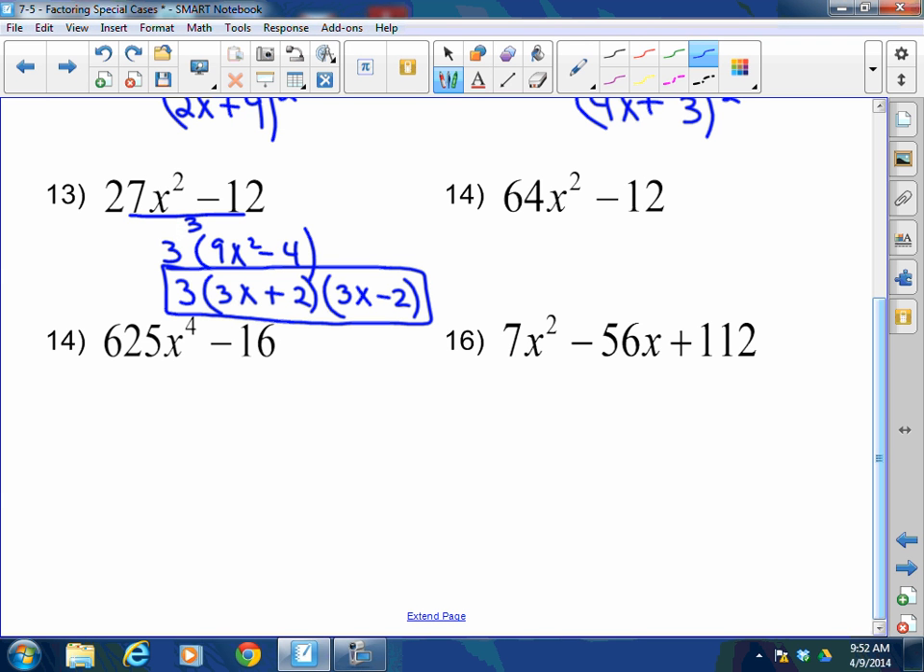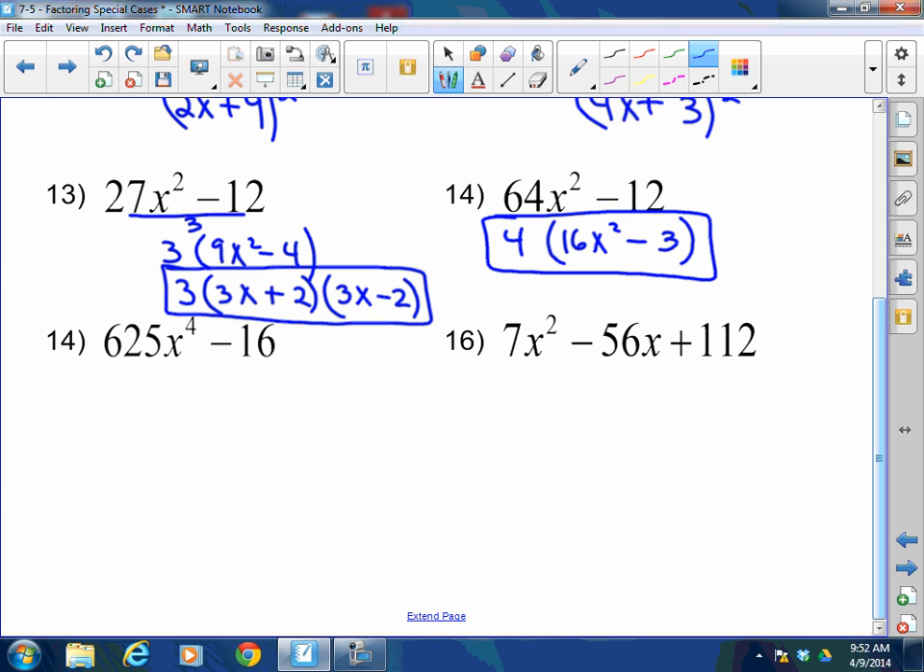Okay, next. 64, is that a perfect square? 12, is that a perfect square? Can I factor out a GCF? What's the GCF? 4, very good. So I've got a 16x squared minus 3. Oh, wait a second. Is that a difference of squares? No. So we're done. All I could do there is take out a 4. There was no difference of squares there.